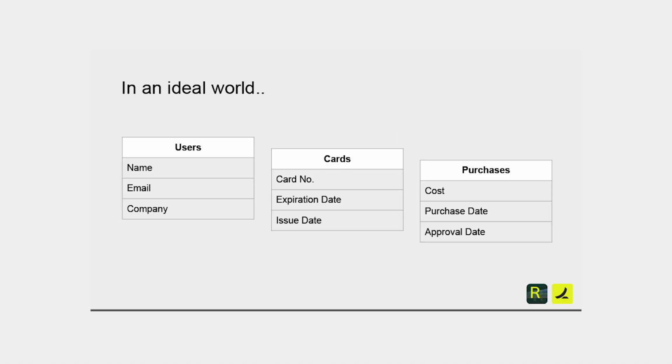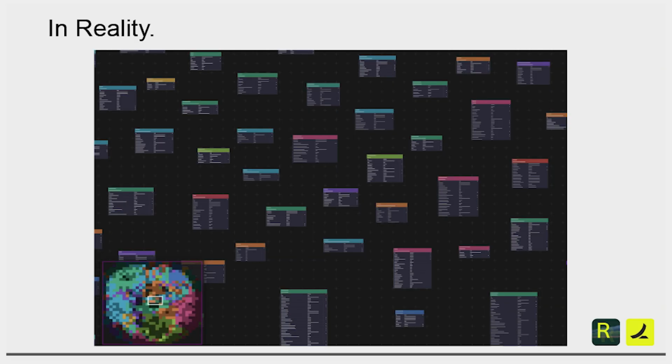So first, let's start with grounding ourselves. In an ideal world, our tables are easily defined with easily knowable table names. We got users, cards, purchases. And we may even have descriptions for those tables and columns as well. But as we all know, the ideal world is nothing like that. This is actually a representation of all of the tables that we have at RAMP.